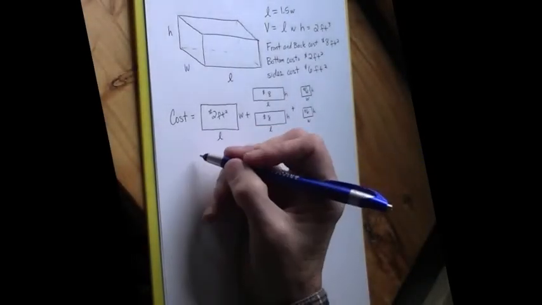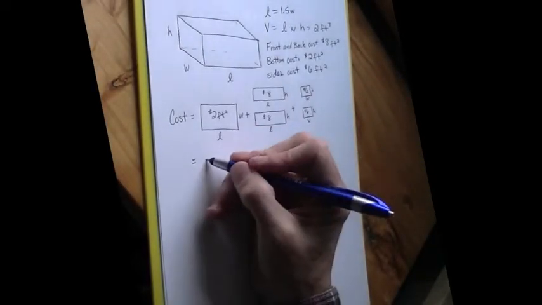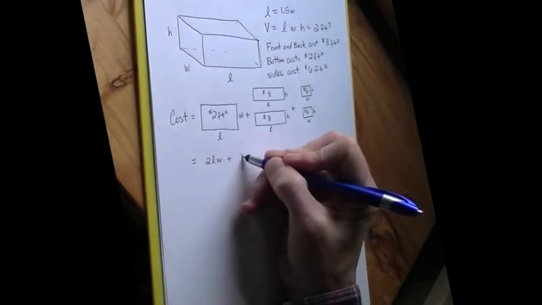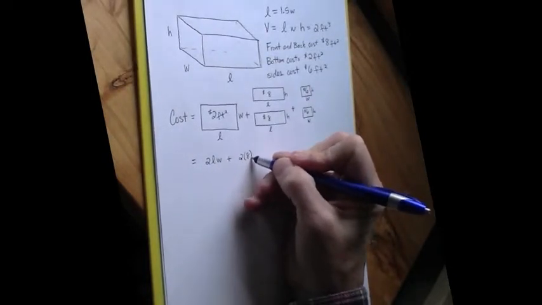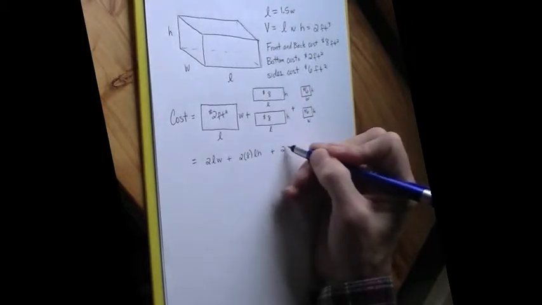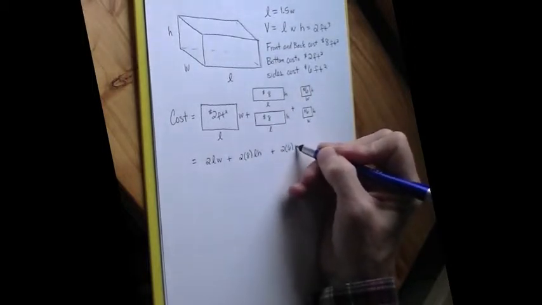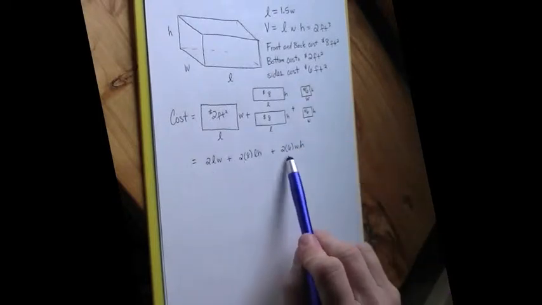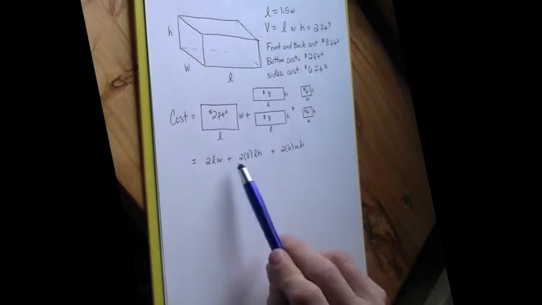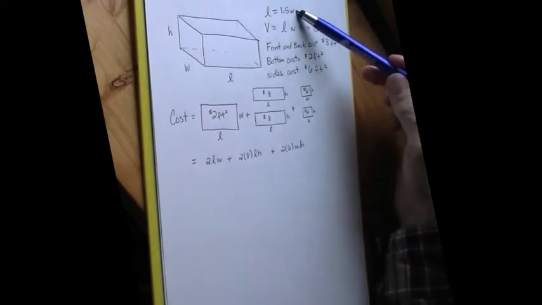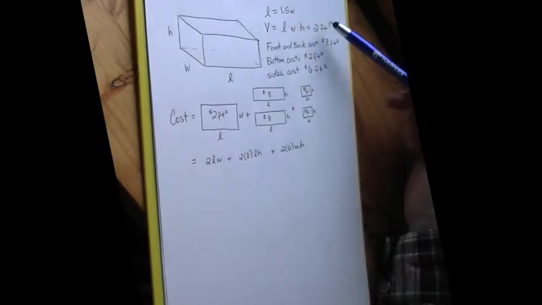So my overall cost then is $2 times length times width plus 2 times $8 times length times height plus 2 times $6 times width times height. Now I have 3 variables here, and it would be nice if I could trim it down to just one variable. I have enough information up here that I can do that.